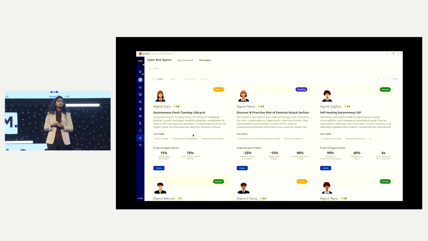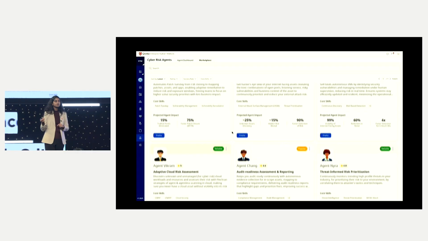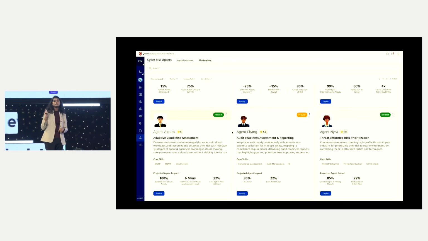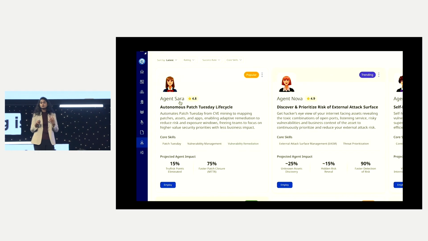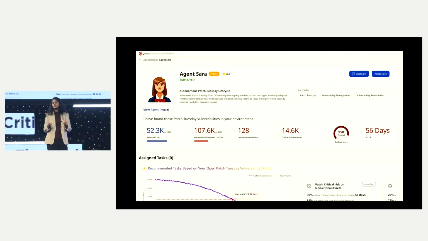Also, our agentic AIs are here in the marketplace. You can rent them, you can hire them. We are just giving you a platform to expand your digital workforce. We have a wide variety of agents available here. Importantly, I will be talking about Agent Sara, who is known for patch management activity, where most of us struggle because people tell us we do not have the bandwidth or the manpower to patch, right. Agent Sara is known for patching activity.